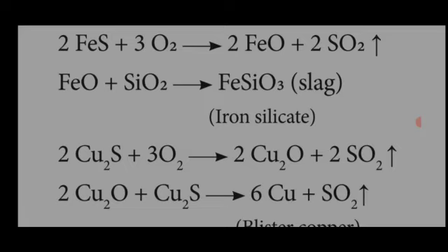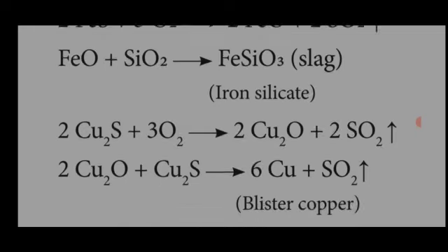The second sulphide ore is copper sulphide, formula Cu2S. It reacts with oxygen to form copper oxide, formula Cu2O. One of the impurities is removed. What impurity? Sulphur dioxide. What is the formula of sulphur dioxide? SO2. This is one of the volatile impurities, easily removed. Then the copper oxide reacts with copper sulphide to form copper and sulphur dioxide. One of the impurities, sulphur dioxide, is removed.